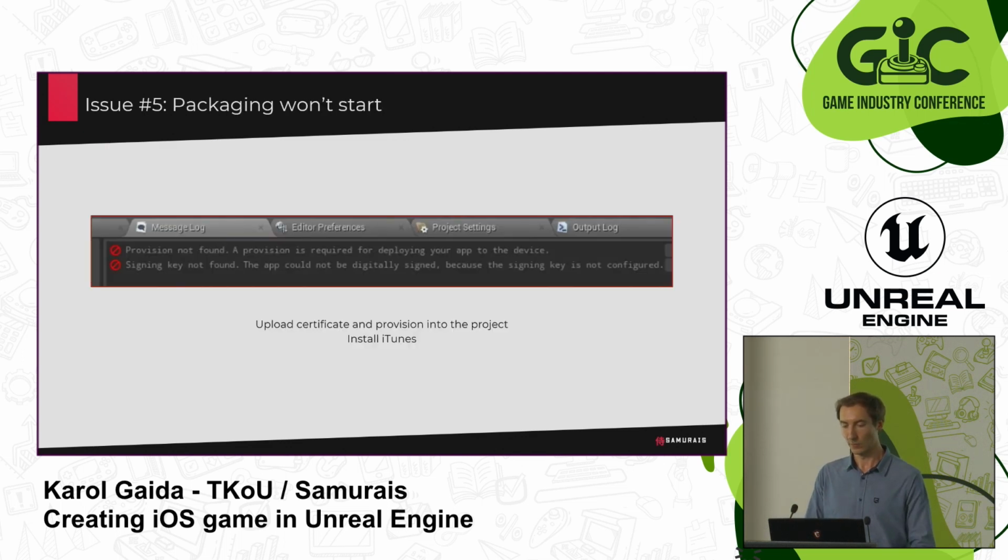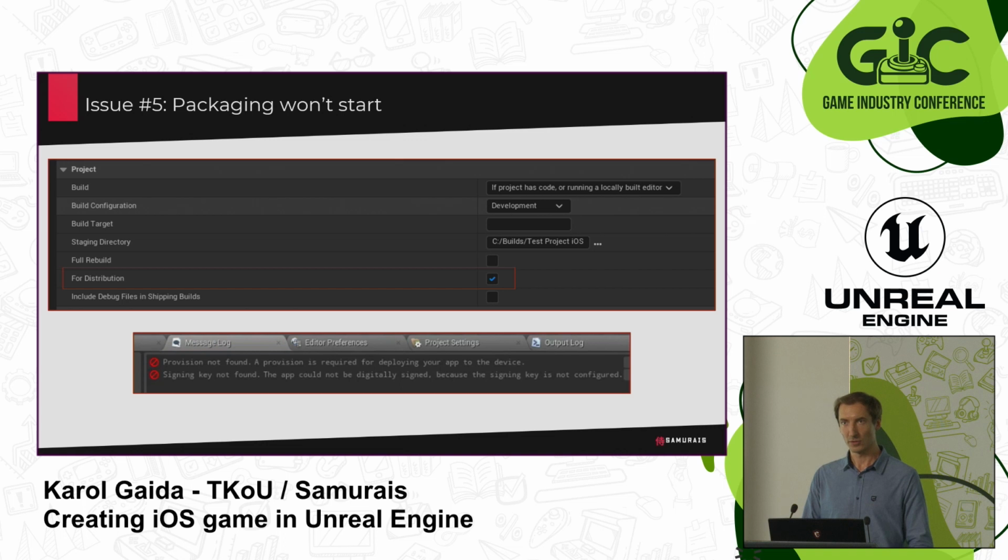Next, when we try to package the game for iOS and Unreal opens a page in documentation, or we see errors like this, it means the certificate and provision are not set up correctly, or Unreal cannot find them. It may also be caused by missing iTunes, so make sure to install it on your PC. Also make sure to download iTunes from the Apple website directly instead of the Windows Store, as the Apple version is always up to date.